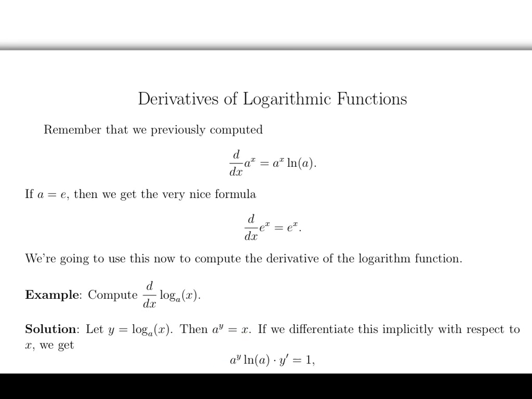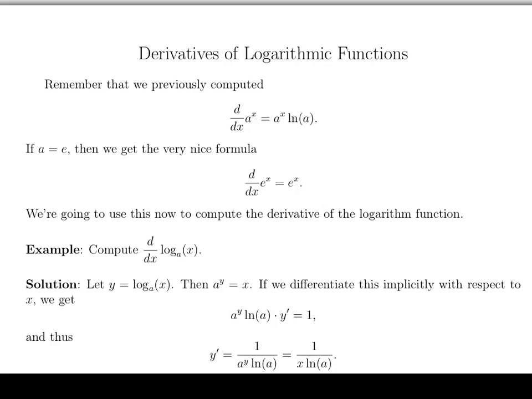On the left-hand side, we get a to the y log a. We know that when differentiating a to the y, we get a to the y log a. But then we also have to multiply by y prime. That's from the chain rule. On the right-hand side, we just get 1 because that's the derivative of x.